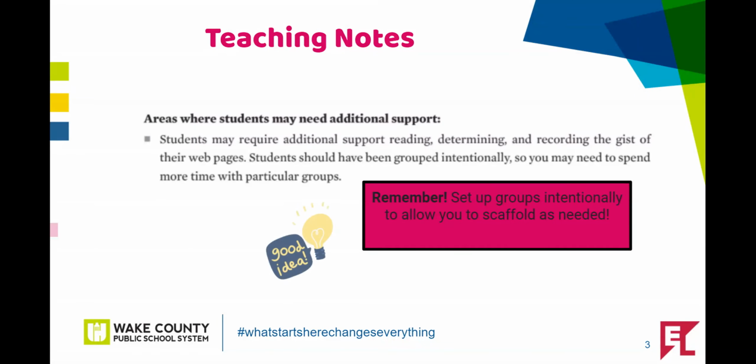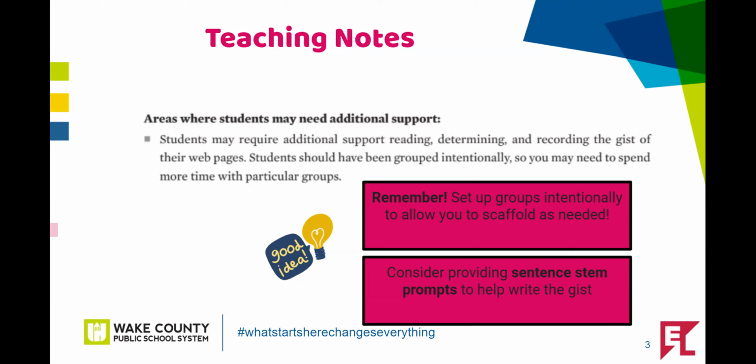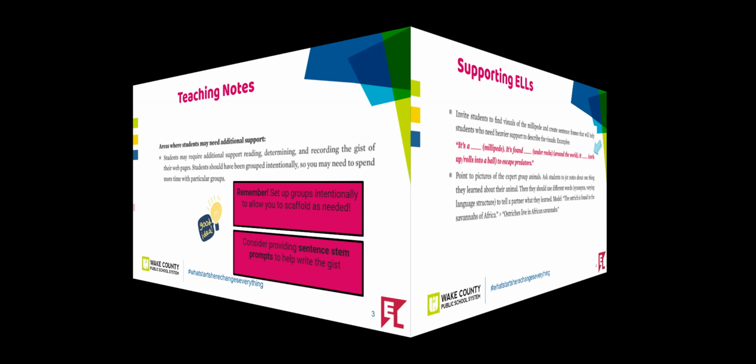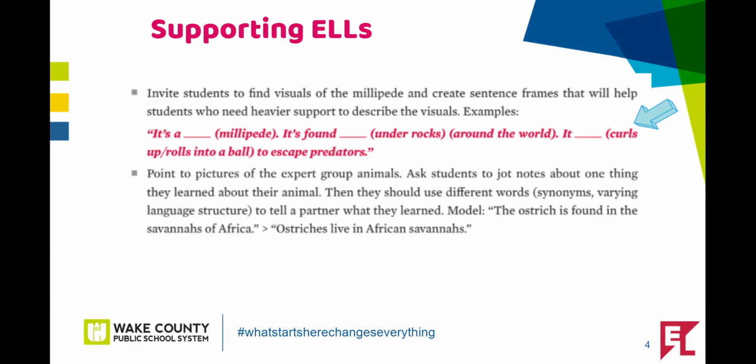Remember to group students strategically to allow you to provide scaffolding as they read their web pages. Use sentence stems as prompts to help students write the gist. Use visuals of the animals to help students requiring heavier scaffolding. Give them sentence frames to use, and consider giving them cards with a visual and text to fill in in order to place on a frame in a pocket chart. Using the visuals, have students jot notes about one thing they've learned, then have them restate their writing to share with their group.